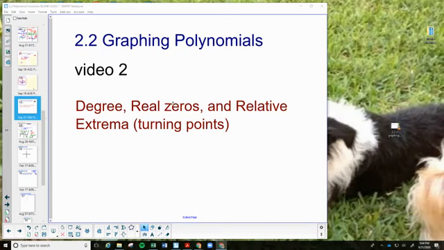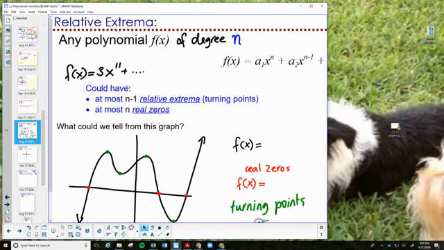Okay, and for the last bit of our first day of graphing polynomials, we're going to look at the effect degree has on real zeros and relative extrema, also known as turning points. So first of all, relative extrema, what do we mean by that? Something that's relative is how it relates to things close to it. And extrema means extremes, like the highest values and the lowest values.